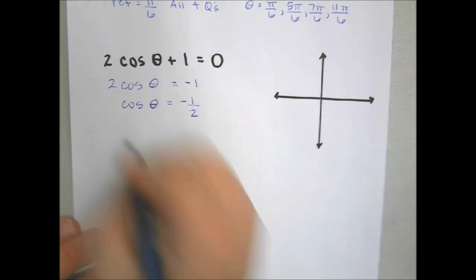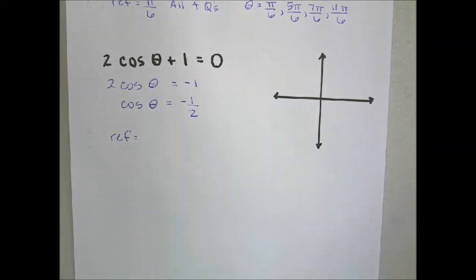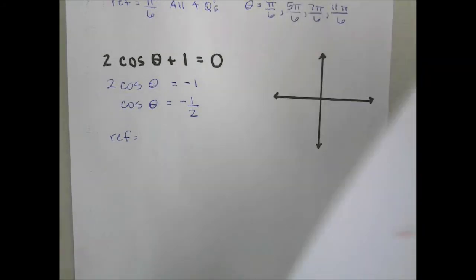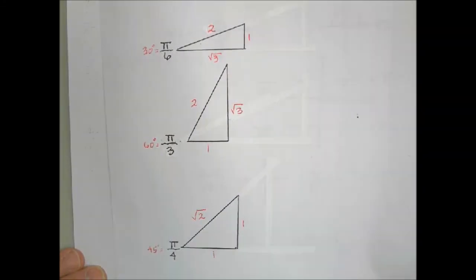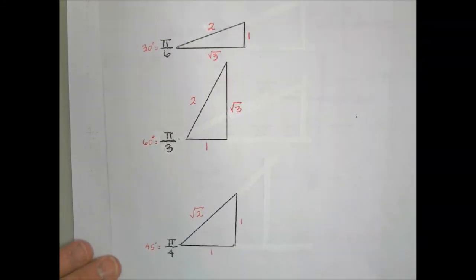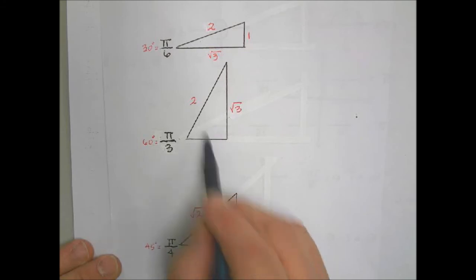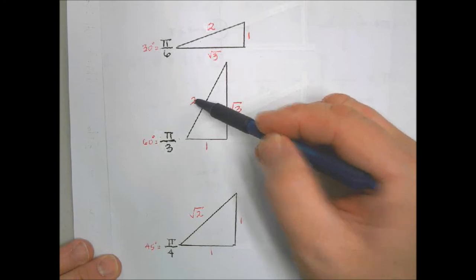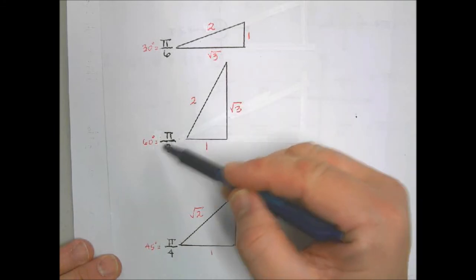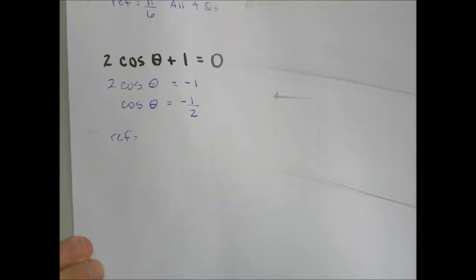Next step, figure out what your reference angle is. What triangle has a cosine value of 1/2? Here are the 3 triangles. Cosine is adjacent over hypotenuse. So, adjacent over hypotenuse, 1/2. So it's a 60-degree angle, but in radians, it's pi over 3. So my reference angle is pi over 3.